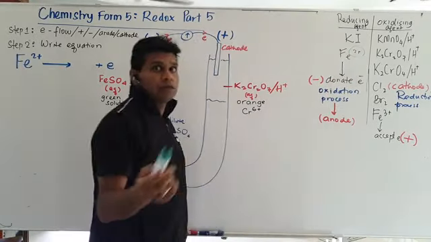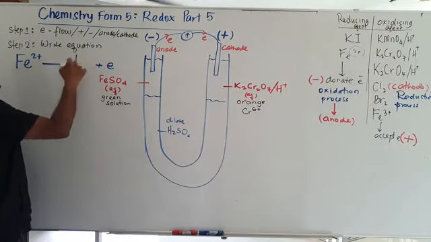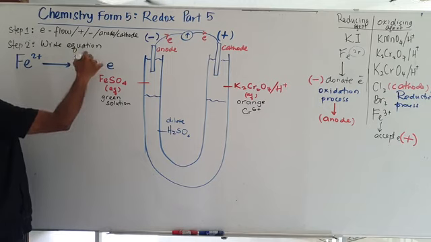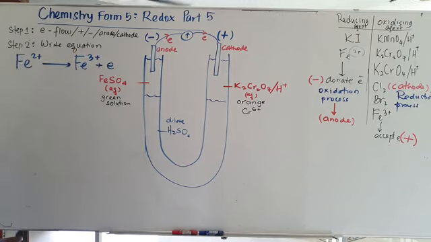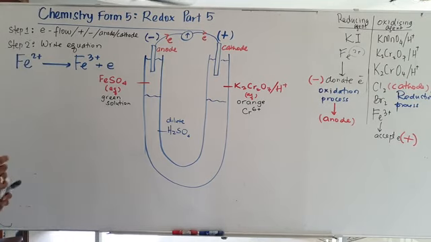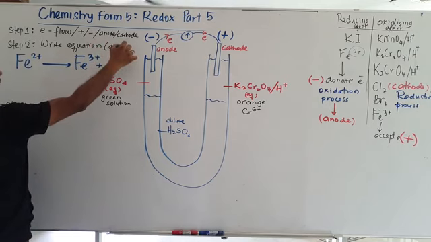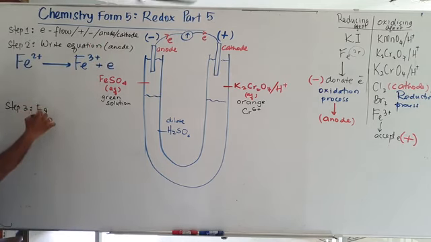Now it's 2 plus. Oxidation means charge must increase, so 2 plus becomes 3 plus. It's common sense. So your equation has been done. Clear? Next, let's write the equation for the other side. Step 3. This was for the anode side.